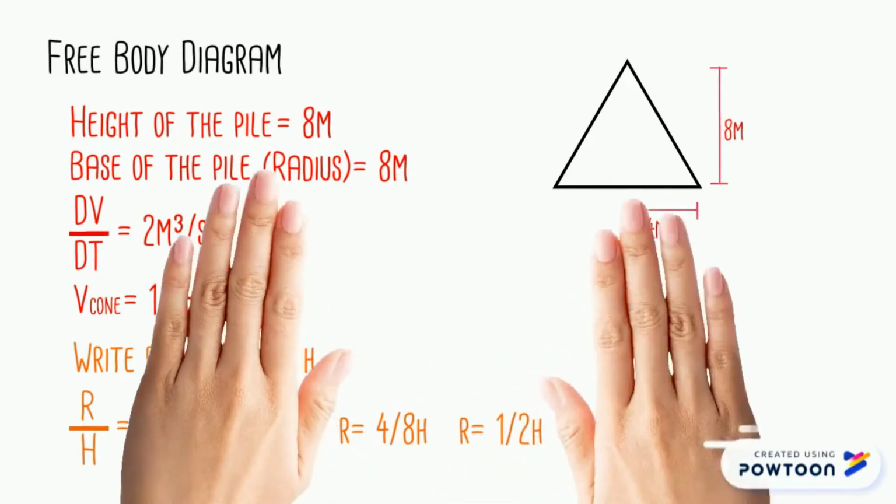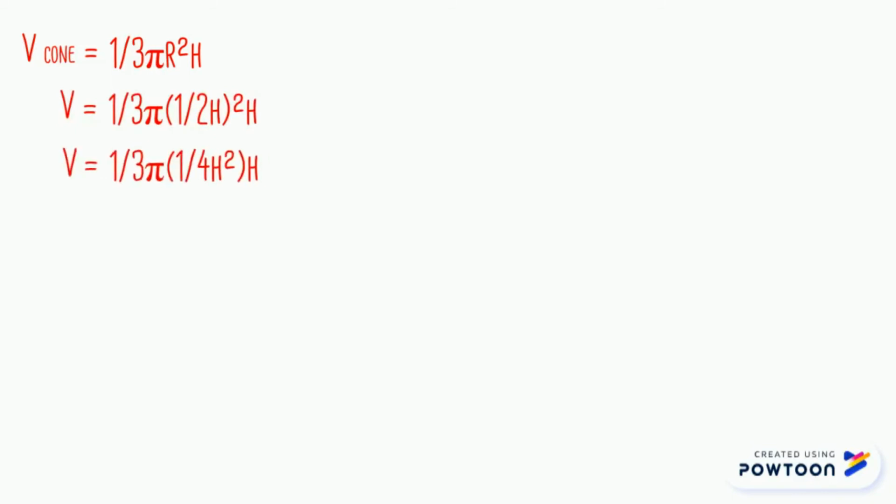r is equal to 1 over 2 times height. Let's go back to the formula of getting the volume of the cone. V is equal to 1 over 3 pi r squared times height. Replace r to 1 over 2h. 1 half h raised to 2 is equal to 1 over 4h squared. We can have the formula V is equal to 1 over 3 pi times 1 over 4h squared times height, or equal to V is equal to 1 over 12 pi h cubed.